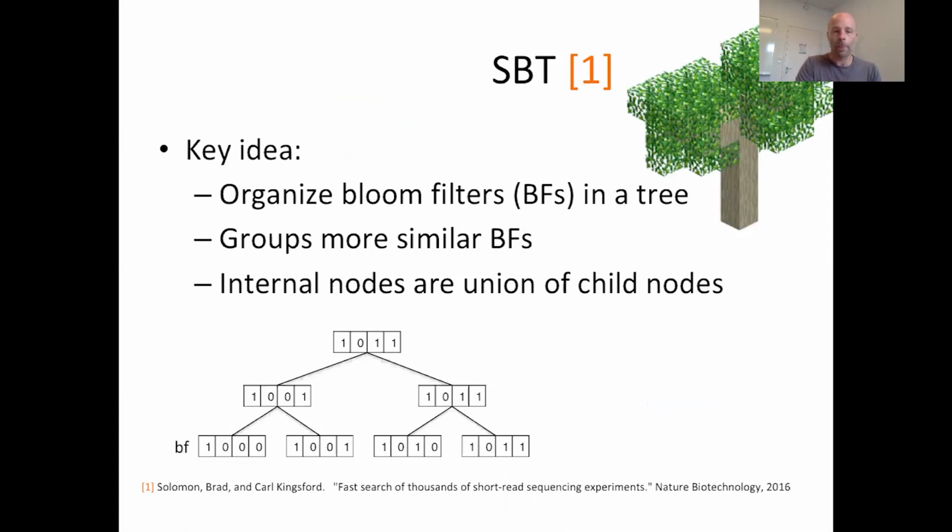And for each internal node, you store the union of the child nodes. So this is the same thing as if you had indexed a concatenation of the two datasets. If you look at this internal node, for instance, and you have a 1 here, you know that the hash value associated to this kmer occurs in at least one of the Bloom filters in the subtree.